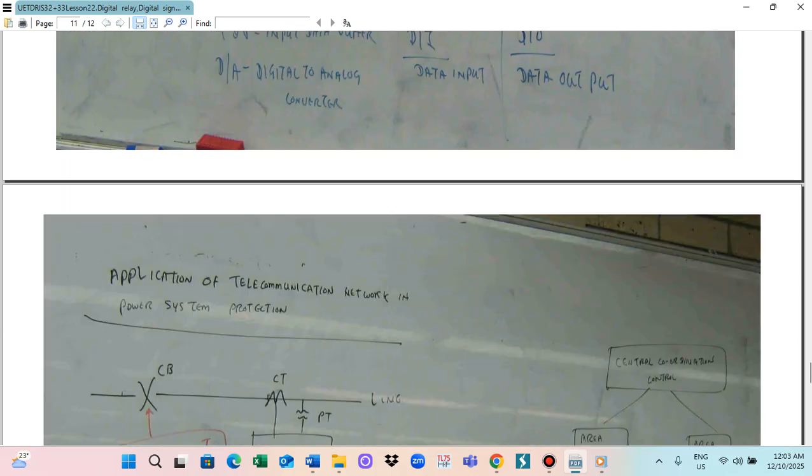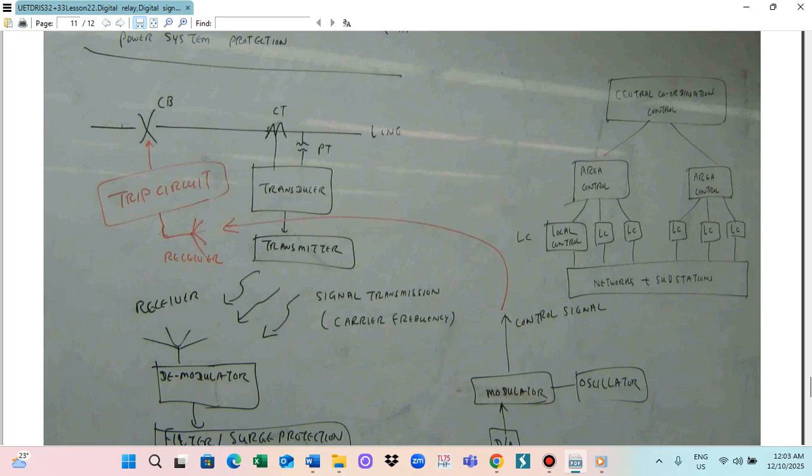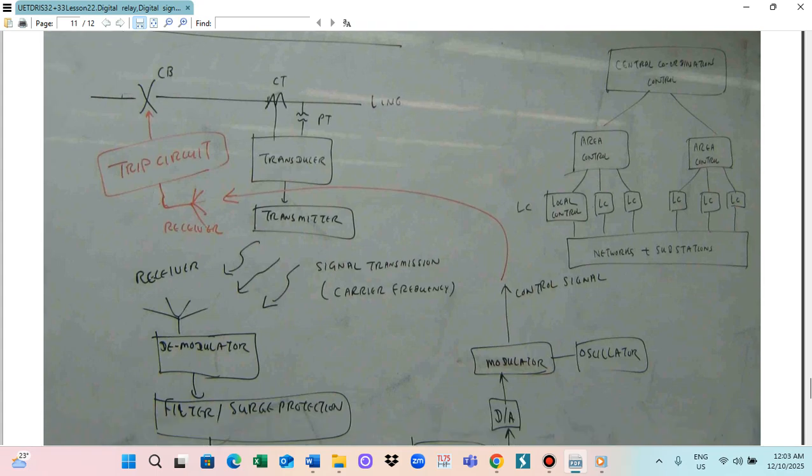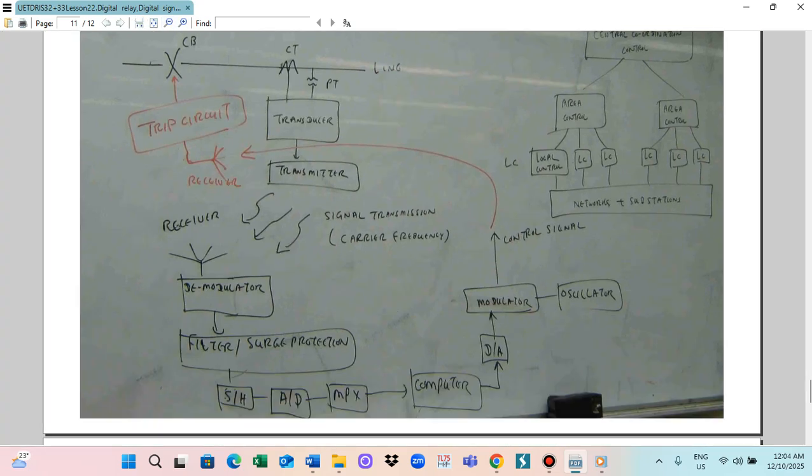Today we allocate all the relays in the main power station, and all the trip signals are sent by the transducer. These signals are sent from the line side to the station through the telecommunication network. It can be a telephone line, broadband, like this. Those signals are received by the receiver, and this receiver processes the signal and transfers it to the digital relay, which operates and sends the control signal to the circuit breaker through the telecommunication line.